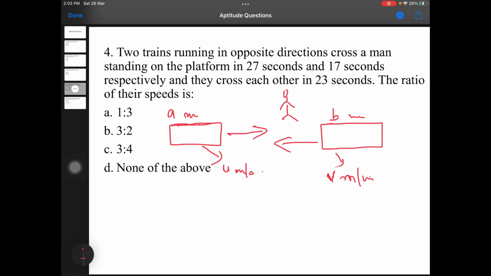So the time taken by these two trains to cross each other will be this formula, a plus b divided by u plus v. The formula to calculate the time taken by these trains to cross each other will be a plus b divided by u plus v.